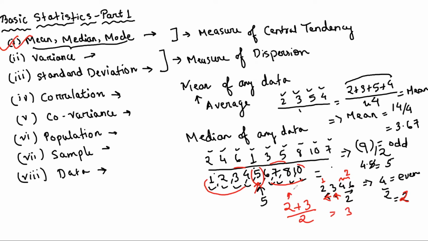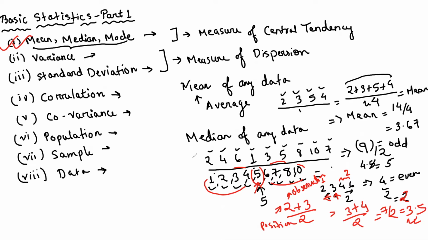So this is observation, or you can say position. So what is the position 2? Which element is in position 2? So 1, 2, 3, right? So 3. Which element is in position 3? 1, 2, 3, 4. So 3 plus 4 divided by 2, and it is 7 by 2. So it is 3.5. So 3.5 is the median, right?